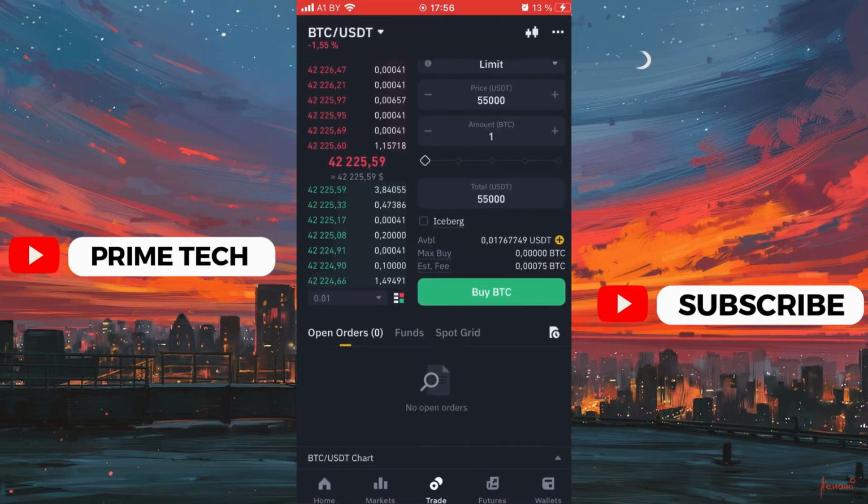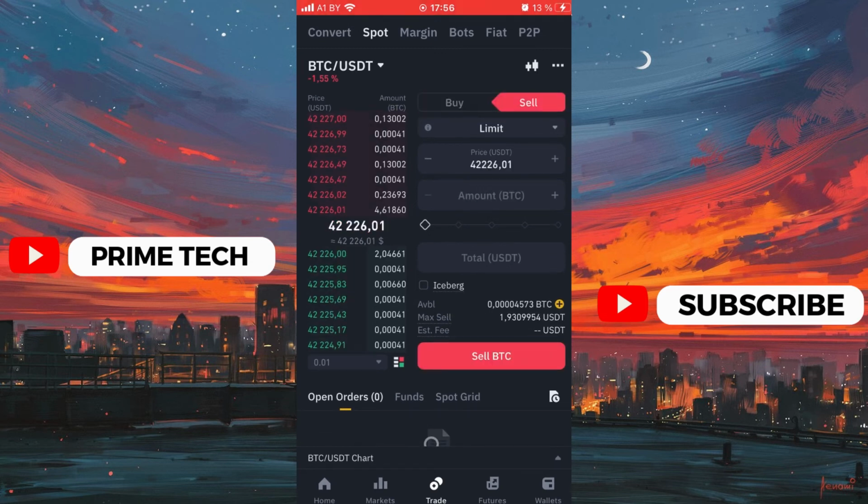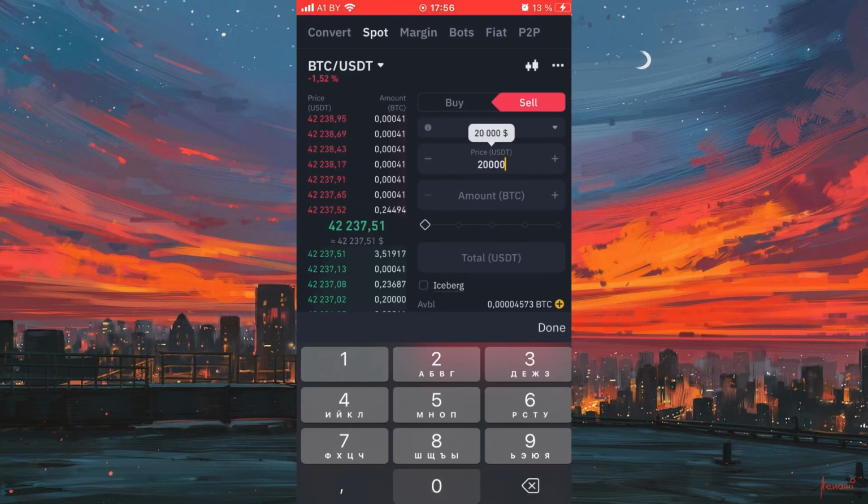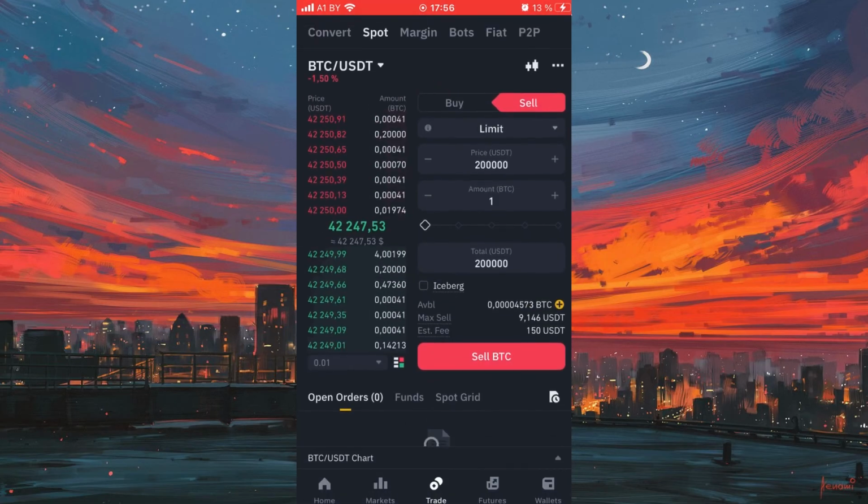Click Buy. If, on the contrary, you want to sell, then click Sell and enter how much Bitcoin we sell and get the amount of USDT that we receive. Click Sell. That's all.